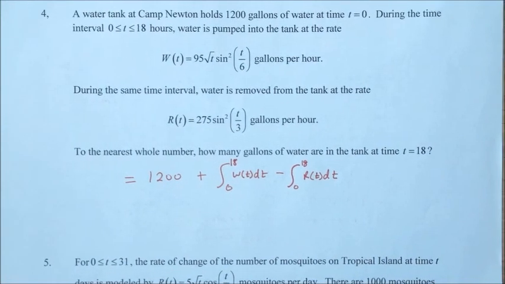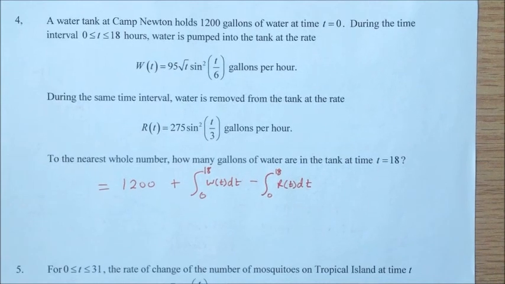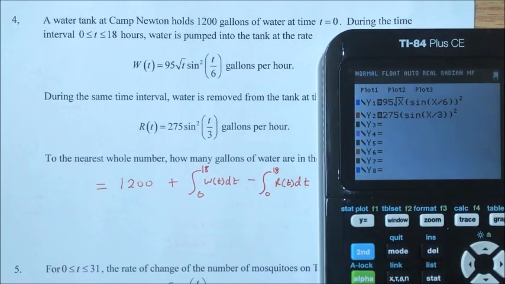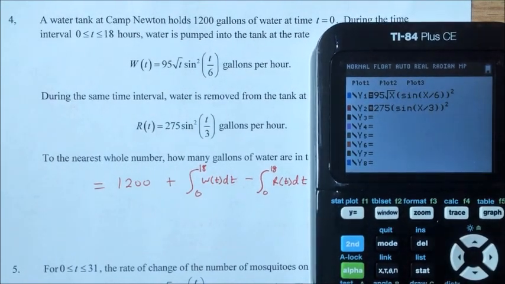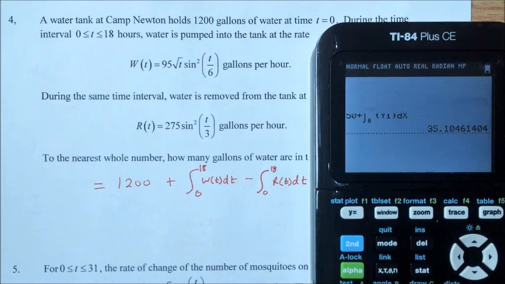So we bring in the calculator. I'm going to slide this over slightly. There we go. We bring in the calculator. You can see we have the two functions. W is located in y1 and r is located in y2. So we'll go to the main screen, clear that out.